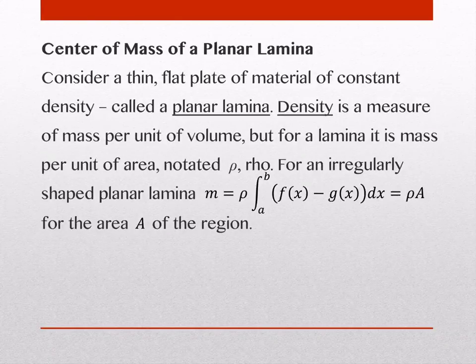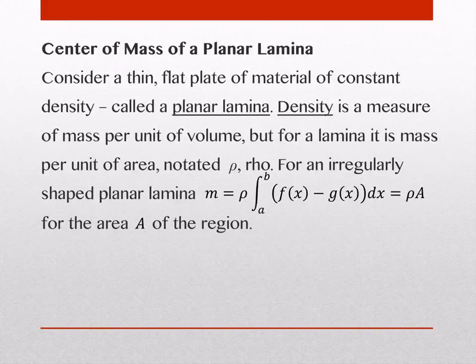And then for an irregular shaped lamina, the mass M is equal to rho times the integral from a to b of f of x minus g of x dx. This is rho times A, for the area A of the region. Okay, so that's our mass. And now you saw calculus, because there's an integral there, right? I know, an integral there, so it's awesome. M is mass, yes. We're using that lowercase m for mass.